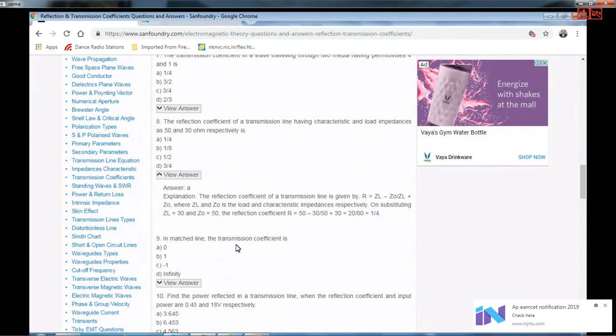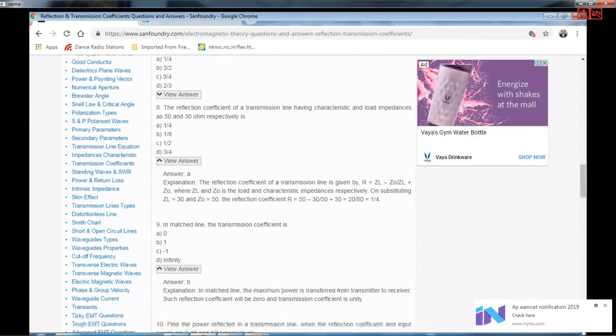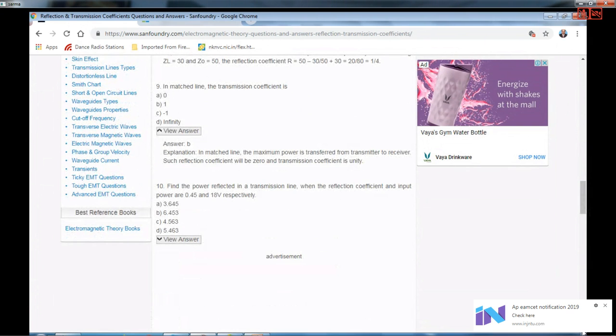The next question, number 9, is a matched line, and the transmission coefficient is completely 1. Because the reflection coefficient is going to be 0, it is complete transmission into the second one. So maximum power is transferred from transmitter to the receiver, and so there is no reflection coefficient, hence the transmission coefficient must be unity.